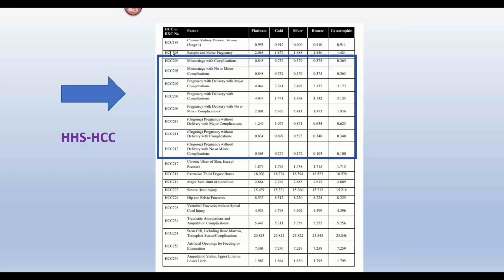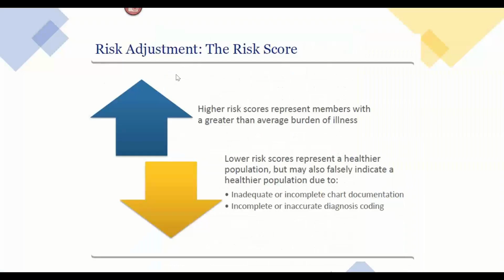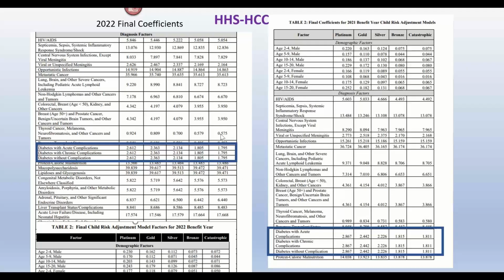So let me show you again, just a reminder that the HHS model has things like pregnancy that aren't in the CMS model. The higher the risk score, the greater the average burden of illness. The lower the risk score means they're either healthy or you didn't code all the diagnosis codes.